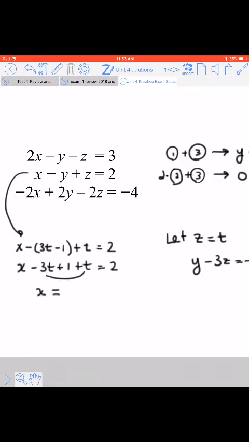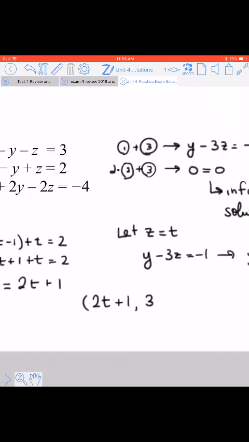So combining the t's there, I get a negative 2t. So when I add it to the right side, it's going to become a positive 2t. Subtract the 1 over there to the 2, and you get plus 1. So the parameterized solution is, for x, the expression is 2t plus 1. For y, it was 3t minus 1. And then for z, it was t.